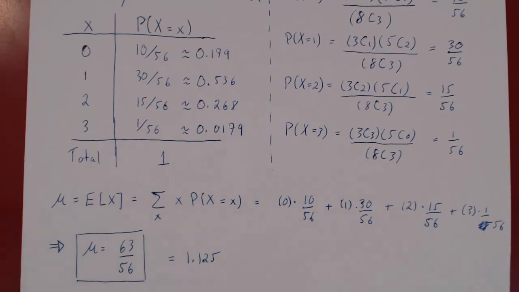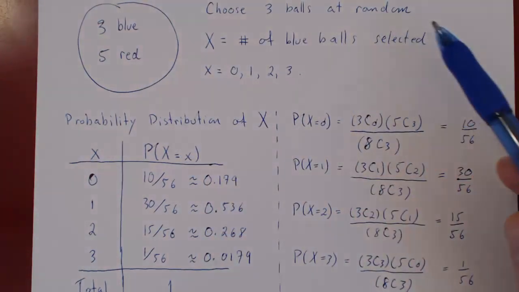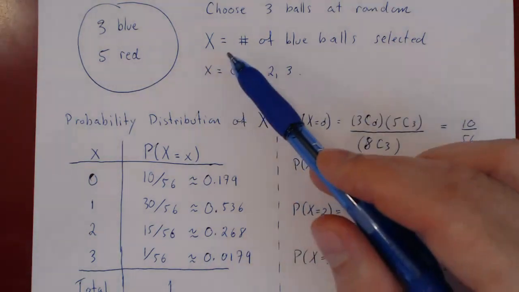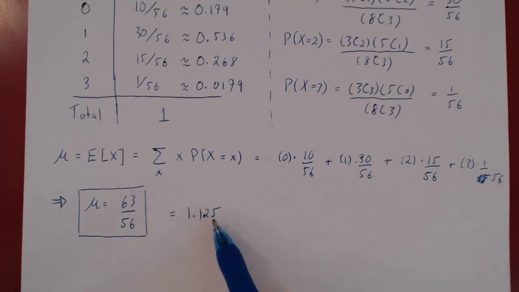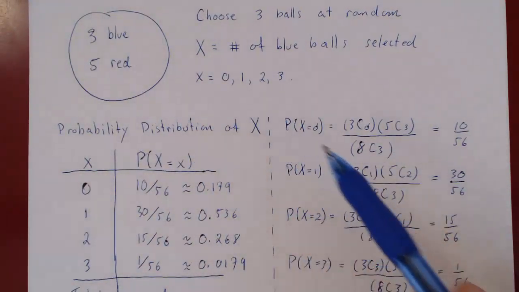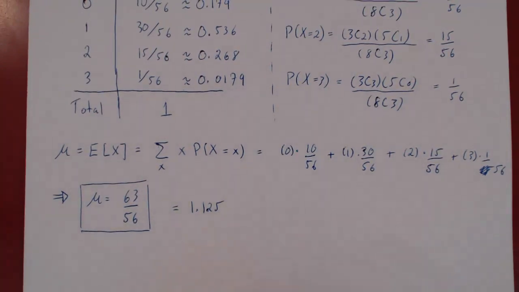So think of what this is saying. Mu is the mean, the expectation, the average value of x. So if you say, out of this urn, where there are 3 blue balls and 5 red balls, if I choose 3 balls at random, and x is the number of blue balls, what do I expect x to be equal to? Well, you should expect x to be equal to 1.125, but x is the number of blue balls, so you would round off to 1. So on average, as you pick from this urn 3 balls, on average, approximately 1 ball will be blue and the other 2 will be red.